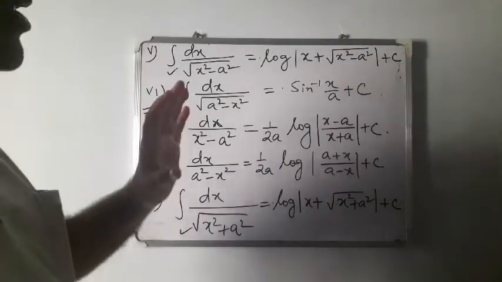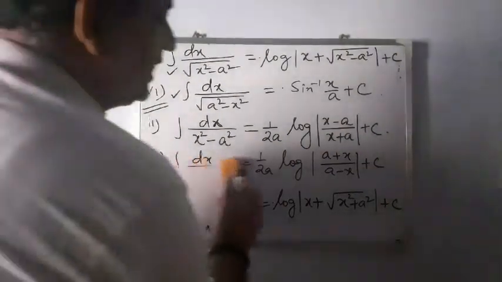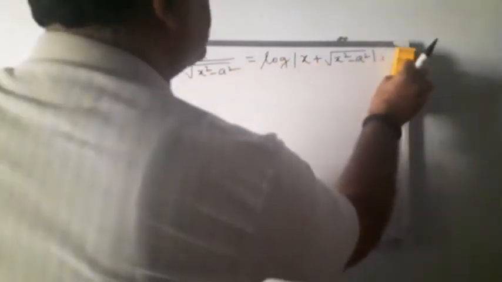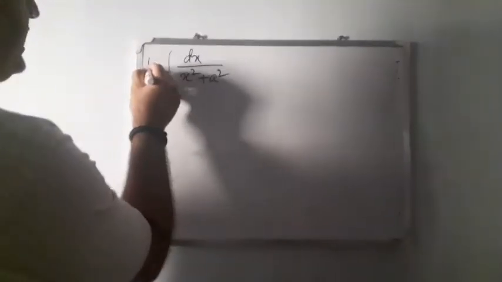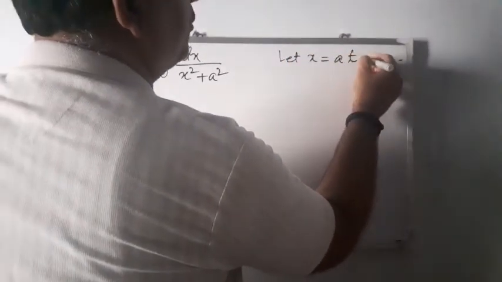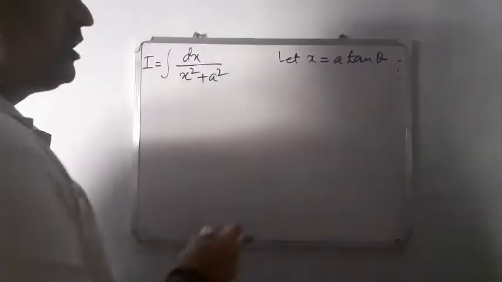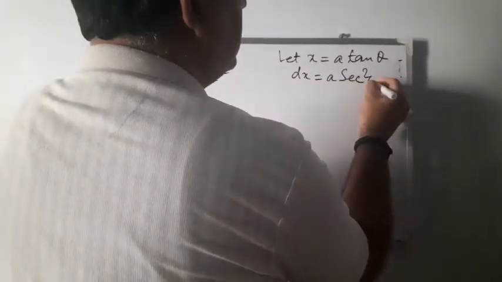Now boys, we will try to prove each and every formula one by one. Let us start with the first formula, that is integral dx by x square plus a square. Say I equals integral dx by x square plus a square. Now if we apply trigonometric integration here, we can assume x is equal to a tan theta. After assuming it, we have dx is equal to a sec square theta d theta.